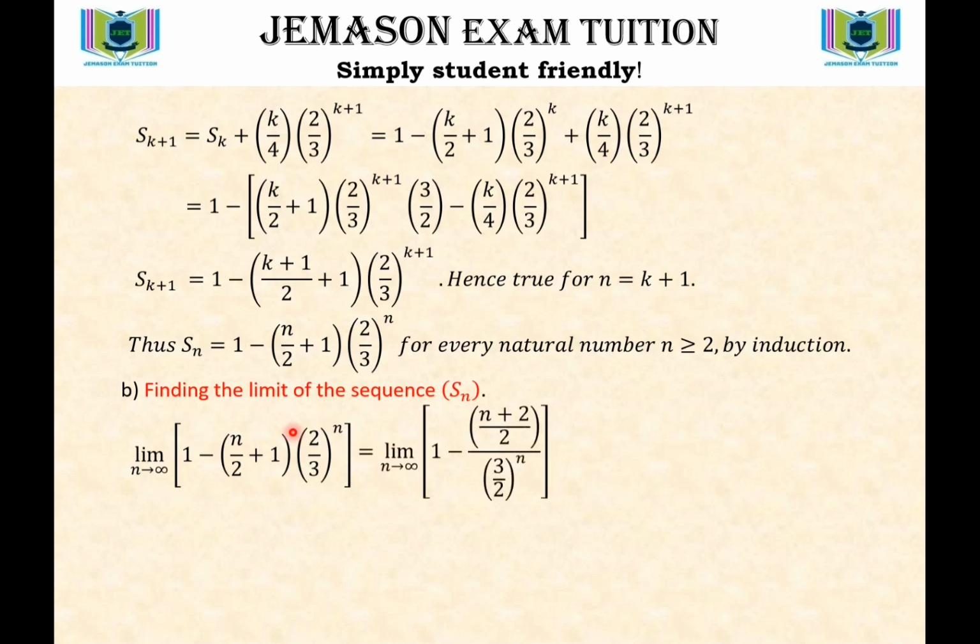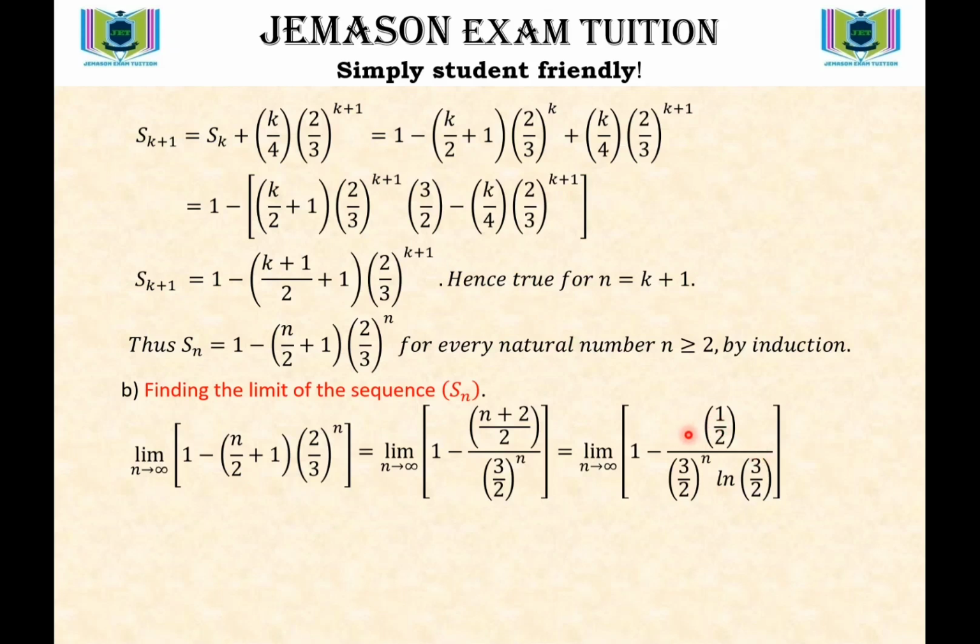So in the next step, we would rewrite n over 2 plus 1 as n plus 2 all over 2, and then divide by the inverse of 2 over 3 to the n, which should be 3 over 2 to the n. At this point, if we do a direct substitution, we have infinity over infinity, which is an indeterminate form, which guarantees that we can use L'Hopital's rule in evaluating the limit. So using L'Hopital's rule, we differentiate the numerator with respect to n, we have half, and when we differentiate the denominator with respect to n, we have 3 over 2 to the n ln of 3 over 2.